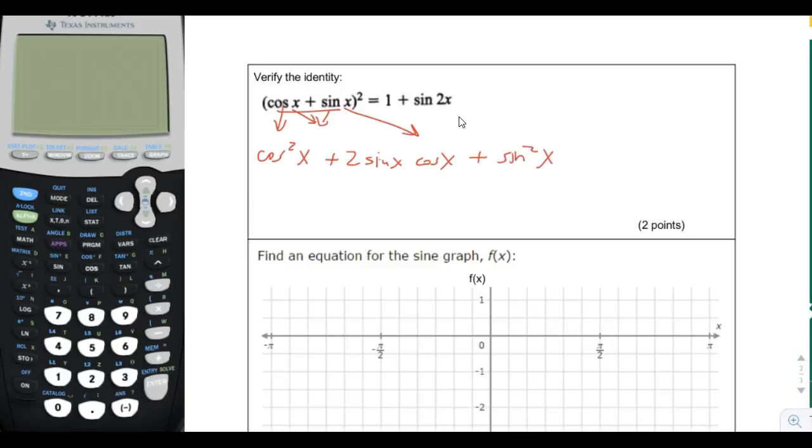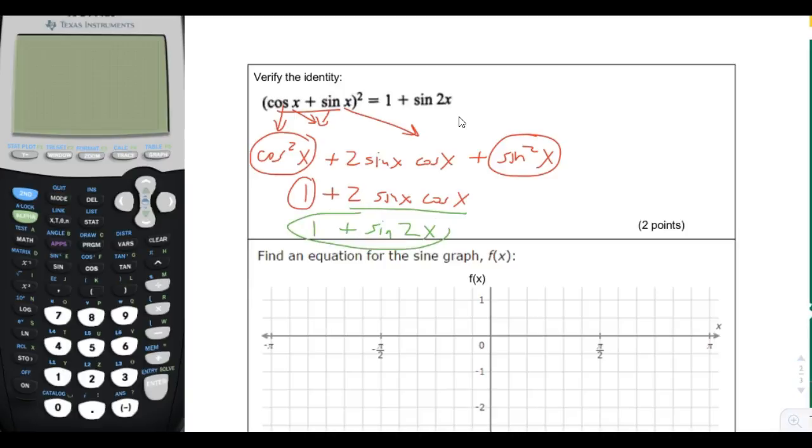Then we need to be on the lookout, because if we have sine squared plus cosine squared, we know that if we add those up, we'll get 1, right? So we're going to do 1 plus 2 sine x cosine x. We just replace cosine squared plus sine squared with 1. Now we need to be on the lookout again, because 2 sine cosine is an identity. 2 sine cosine happens to be equal to sine 2x. And what do you know? We've proven it.